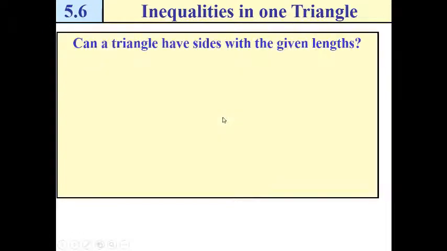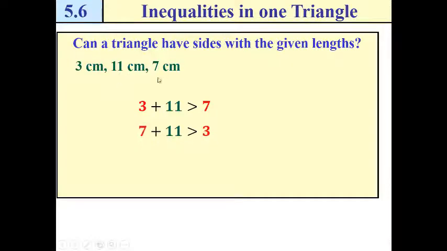Let's see the next one. Here we have the given lengths 3, 11, and 7. By adding any two sides, we check if their sum is more than the third or not. 3 plus 11, yes, is more than 7. 7 plus 11 is also more than the third side 3. But 7 plus 3, is their sum more than 11? No. Then we cannot use the given lengths to create a triangle. We cannot draw a triangle. Then we will say no.